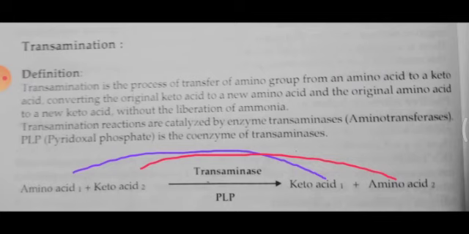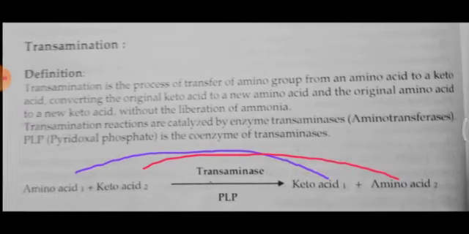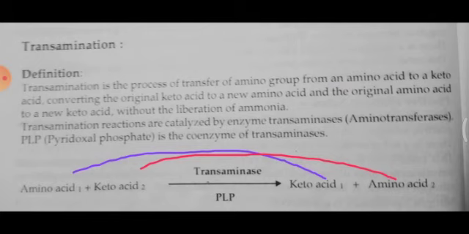Transamination is a process of transfer of amino group from an amino acid to a keto acid, converting the original amino acid to a new keto acid and the original keto acid into a new amino acid, without liberation of ammonia.